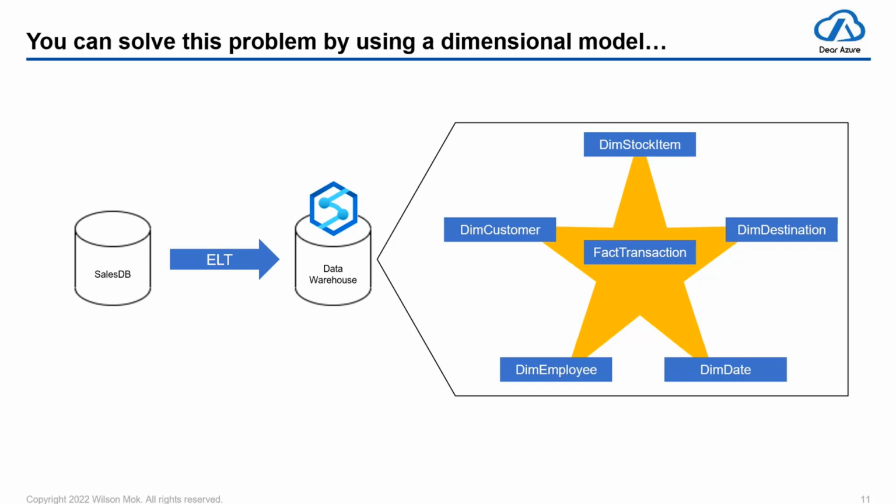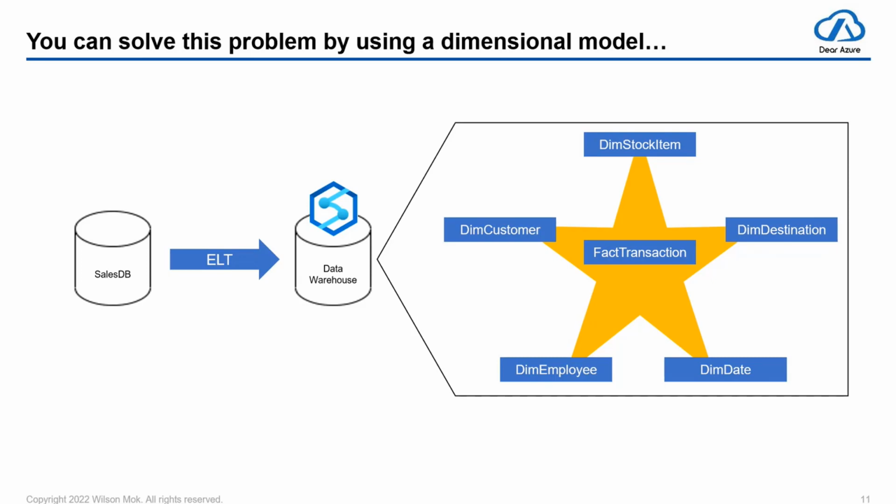A dimensional model reorganizes our data into two types of table. We have a dim table and a fact table. If we look at the right hand side, we will see the dimensional tables are prefixed with the word dim. So dim customer is a dimensional table for customer, and a fact table is prefixed with fact, which is in the middle of the star. In our case, we have fact transaction.